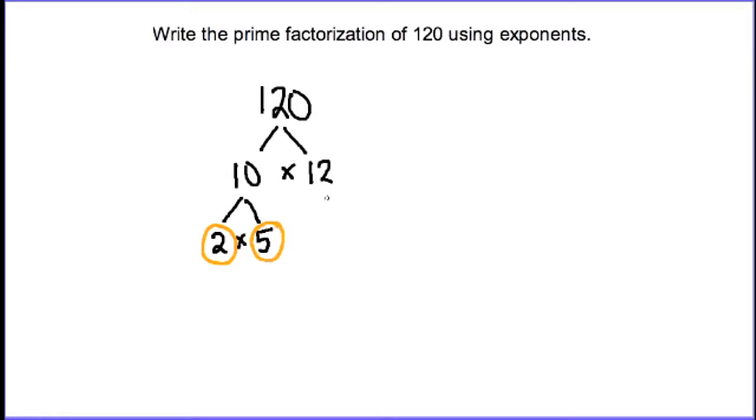The 12, as we said earlier, is not prime, so what are two numbers that multiply to make 12? Well, I know that 4 times 3 is equal to 12, and I know that 3 is a prime number, so I'm going to circle that. And now the 4, I know, is 2 times 2, and both the 2's, as we identified earlier, are prime numbers.